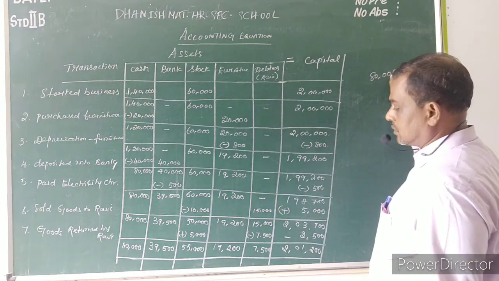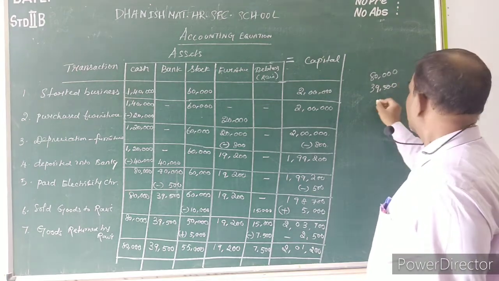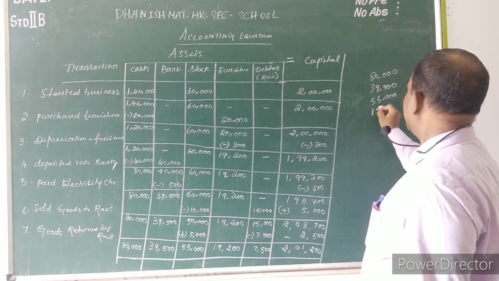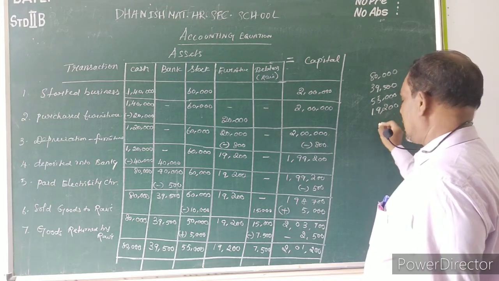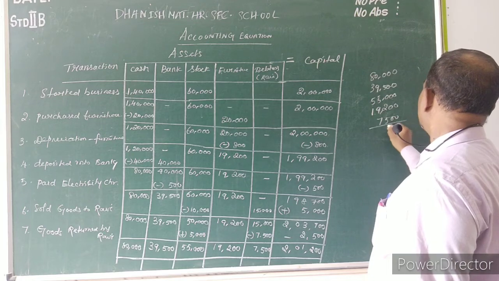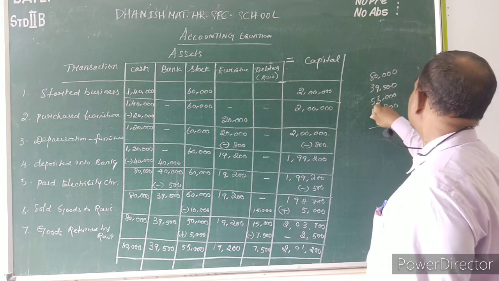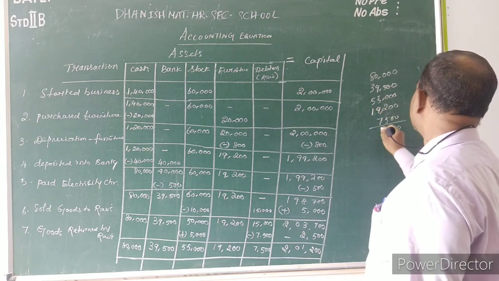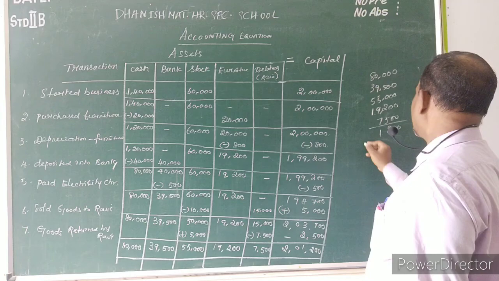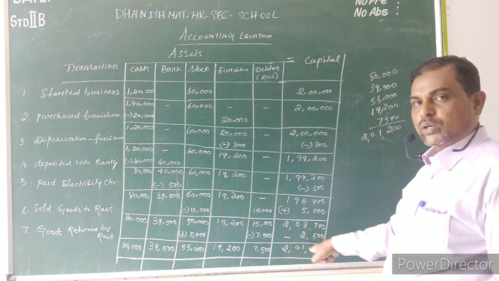80,000, 39,500, 55,000, 19,200 and 7,500. Adding them up, the total comes to 2,01,200, 2,01,200.